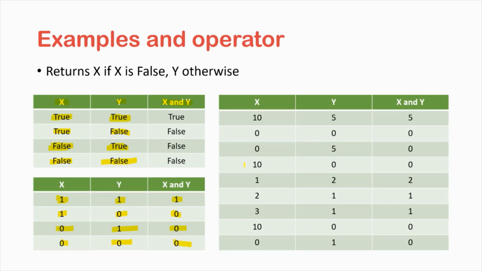Now we will come to the third table. Now you can see that this table has numbers which are greater than 0, like x is having 10 and y is having 5. So if we do x and y, what will we get? Here, as per our result, we are getting 5.